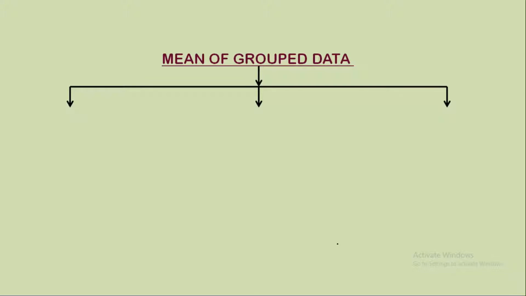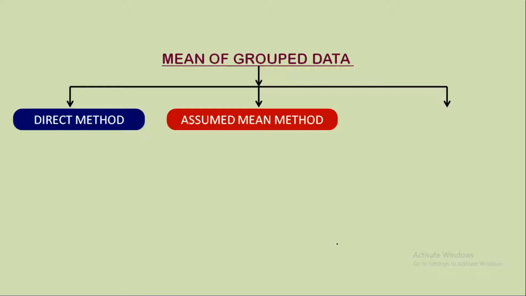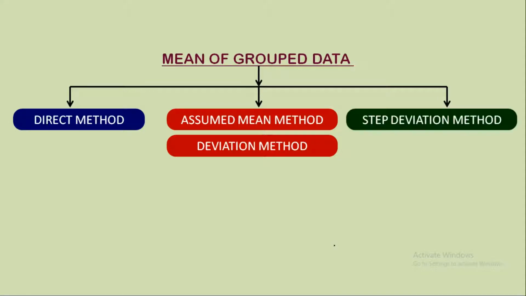Mean of grouped data can be found in three different ways. First one is the direct method, the second is the assumed mean method or deviation method, and the final one is the step deviation method. Now we'll see each of them in detail. We will start with the direct method.